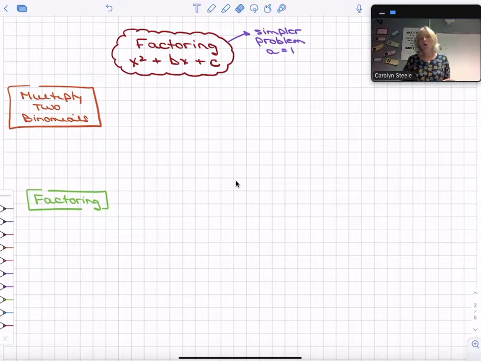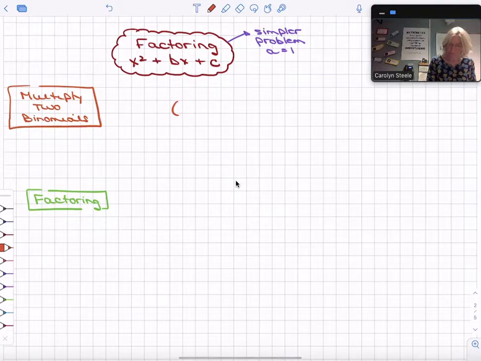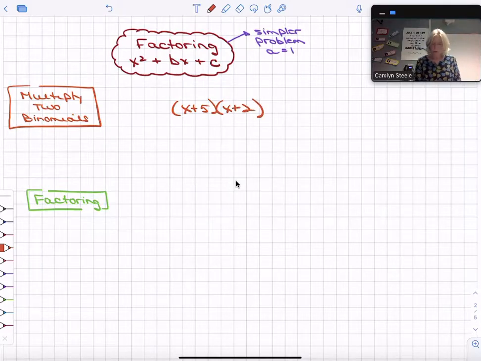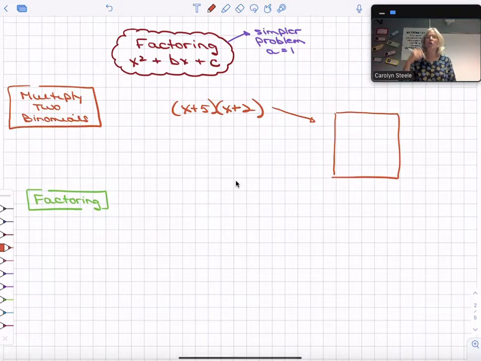So here we're talking about a simpler problem where a is 1. What we're going to do is start by multiplying two binomials, something you know how to do, and then use what we learned to work backwards to factor. So let's get started. We are going to be multiplying the two binomials, x plus 5 times x plus 2. I'm going to use an area model, and I know you know how to do this, but let's really think carefully about what we're doing so we will know how to work backwards.